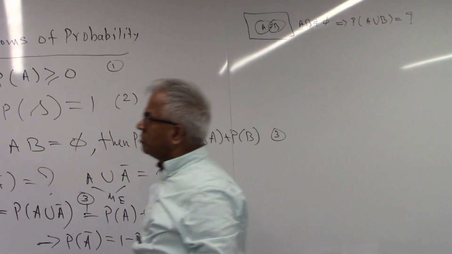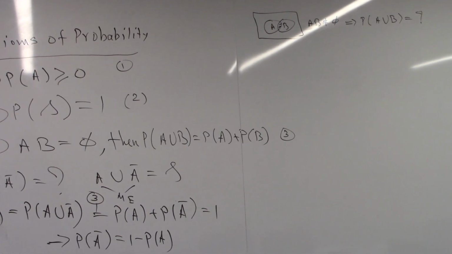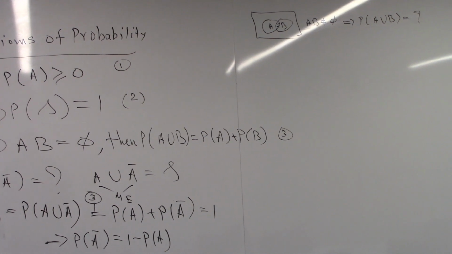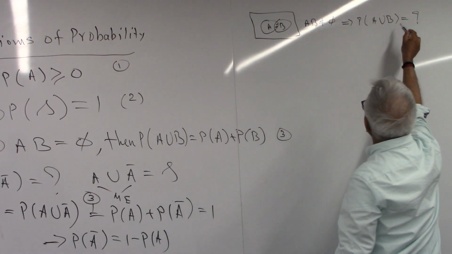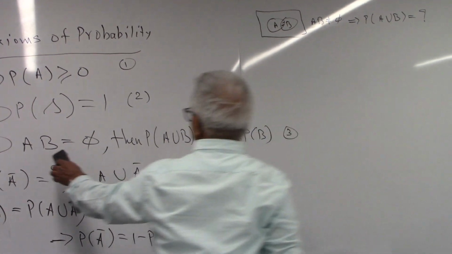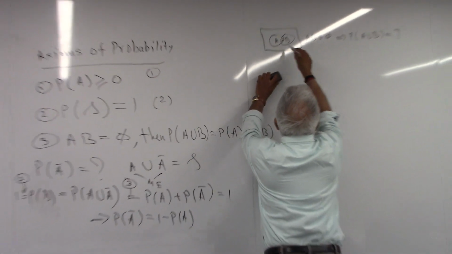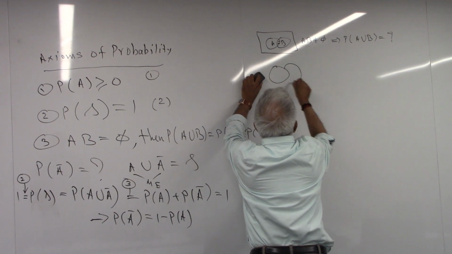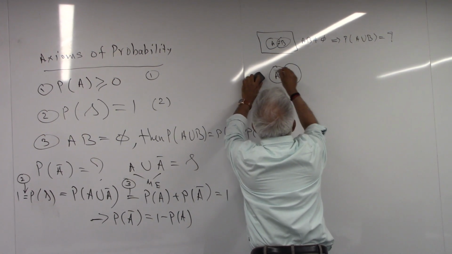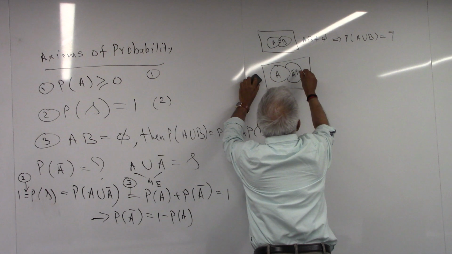So somehow we have to make use of these 3 axioms. The easiest way is, the first step is to rewrite A union B. You can see from the diagram, A union B is this whole region. We want to rewrite this as the sum of, if possible, 2 mutually exclusive sets. So you have A here, then you have this region. This is A, and this is A bar B.